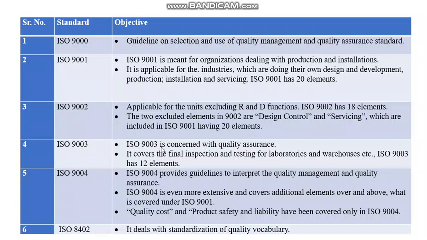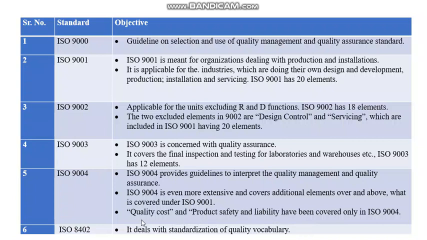Next, ISO 9003 is concerned with quality assurance. This covers the final inspection and testing for laboratories and warehouses, etc. This standard has 12 elements. Then ISO 9004 provides guidelines to interpret quality management and quality assurance. ISO 9004 is more extensive, and it covers additional elements over and above what is covered in ISO 9001. You have to see which is needed for your company and accordingly choose. Quality cost and product safety and liability have been covered only in ISO 9004.